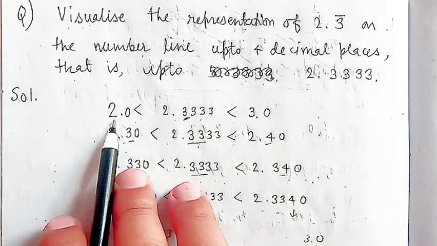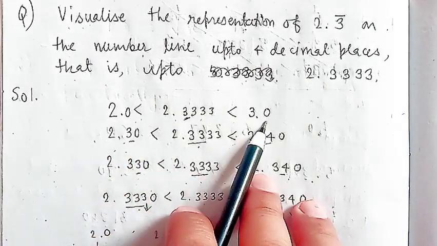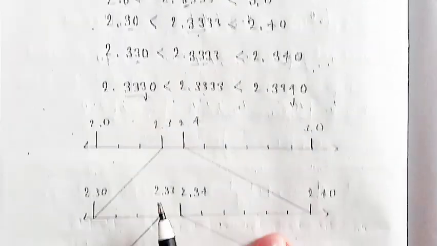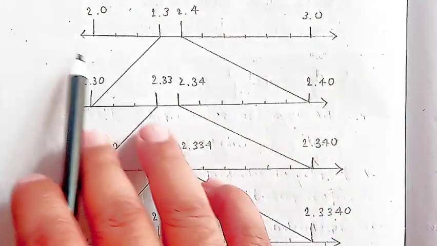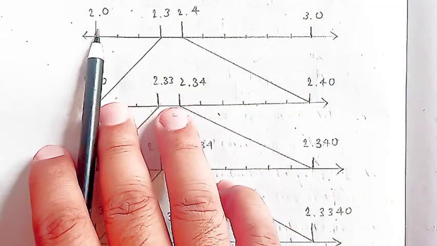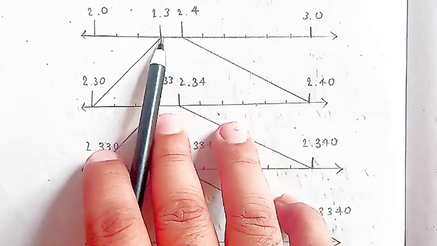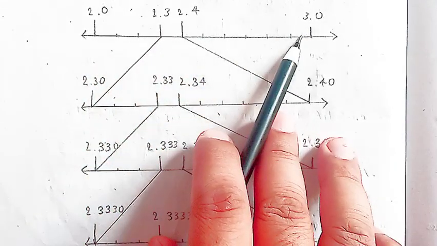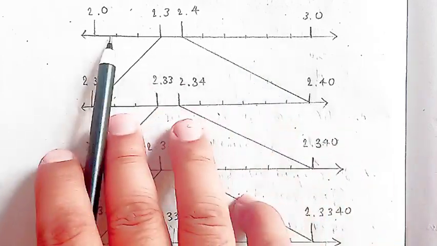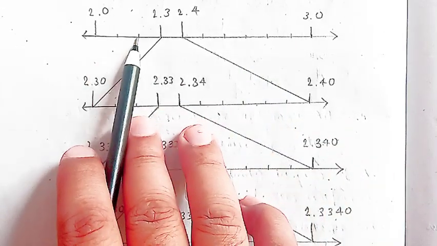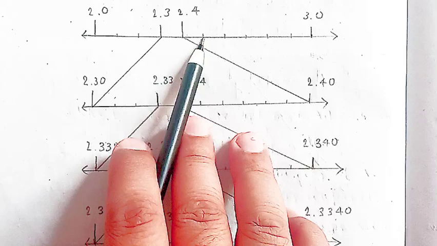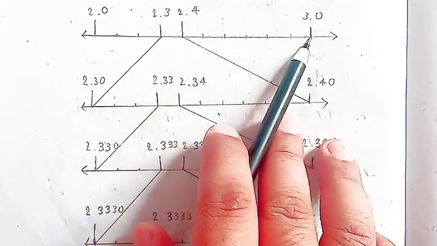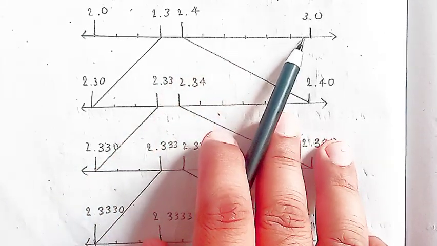Let us show this number on the number line. We draw a number line and show 2.0 and 3.0. This lies between, and we divide this part into 10 equal parts. So this is 2.1, this is 2.2, this is 2.3, this is 2.4, this is 2.5, and so on. This is 3.0.